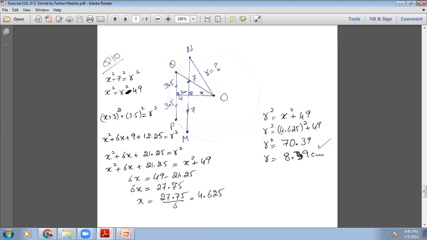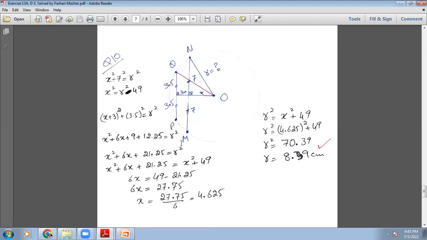Okay, now I will take this right angle triangle. The radius is R, this perpendicular is 3.5 and this base is X plus 3. So X plus 3 whole square plus 3.5 square is equal to R square. Here I open it with the identity, A plus B whole square equals A square plus 2AB plus B square. So it will be X square plus 6X plus 9 plus 3.5 square, which is 12.25, equals R square. So it will be X square plus 6X plus 21.25 equals R square.